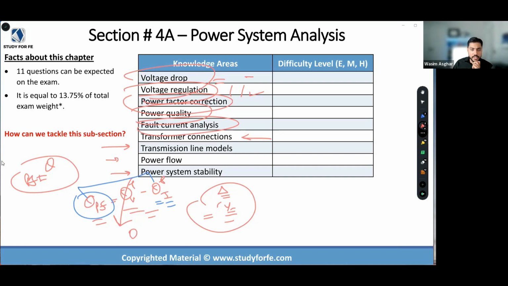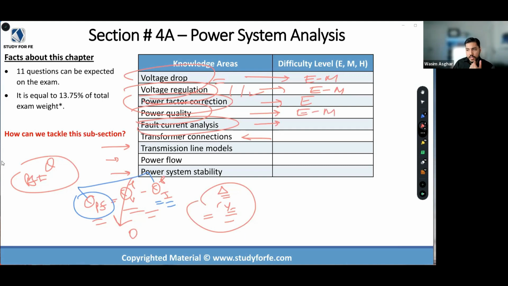Voltage drop, how are you guys going to rate it? Easy to medium. Okay, voltage regulation, guys. Voltage regulation, again, easy to medium, agreed. Power factor correction, PF. How are you feeling about PF? Good, easy. Good. Power quality. How do we feel about power quality? Easy to medium. Okay. Fault analysis.